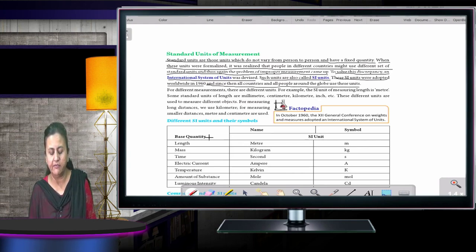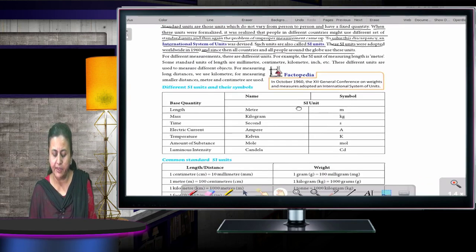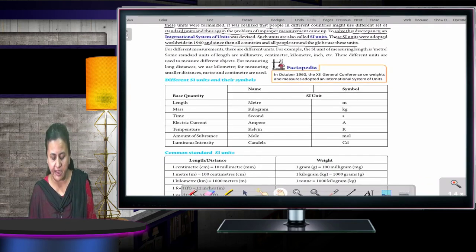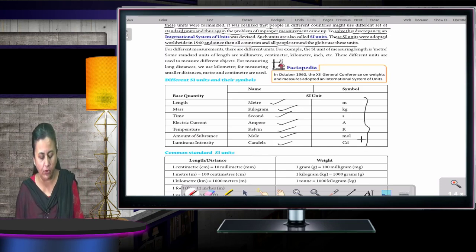So these are the different SI units, you can see the table is there, and the symbols have been mentioned. Length is measured in meter, mass in kilogram, time in seconds, electric current in ampere, temperature in Kelvin, amount of substance in mole, and luminous intensity in candela. And these are all the symbols of these. You can just go through them.